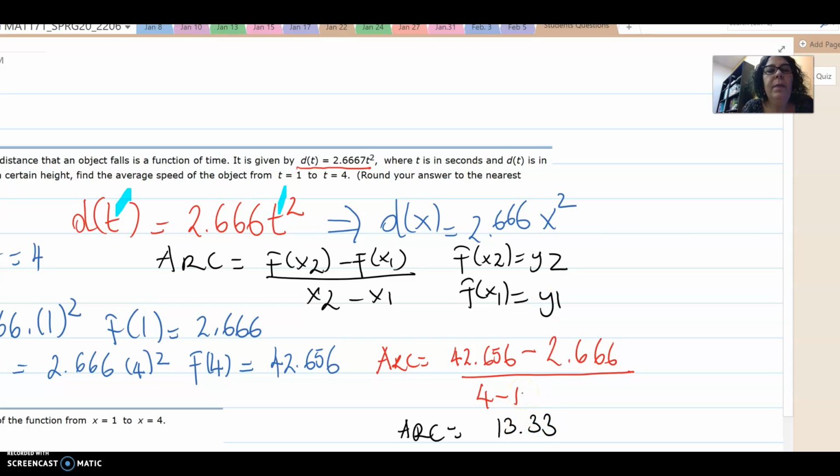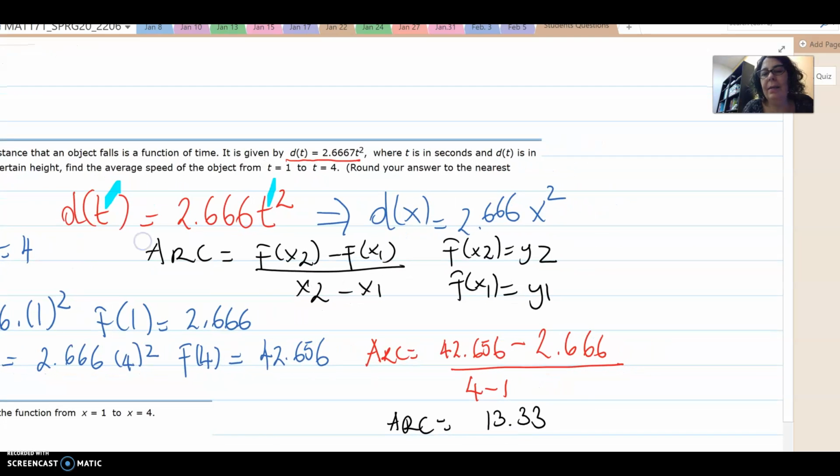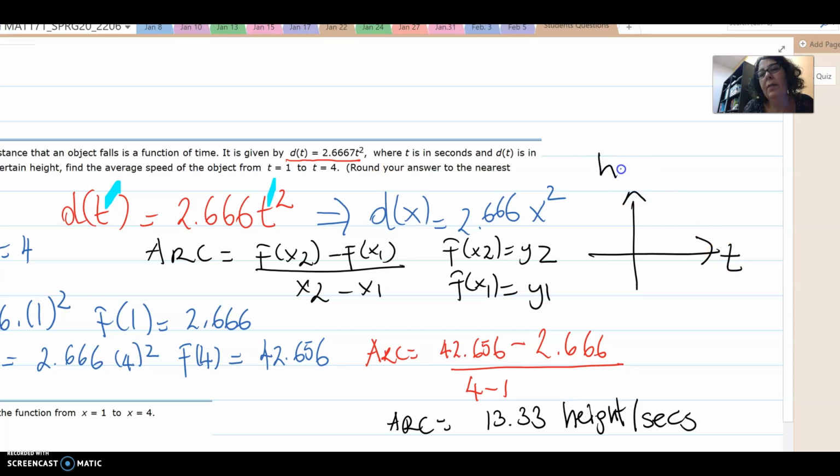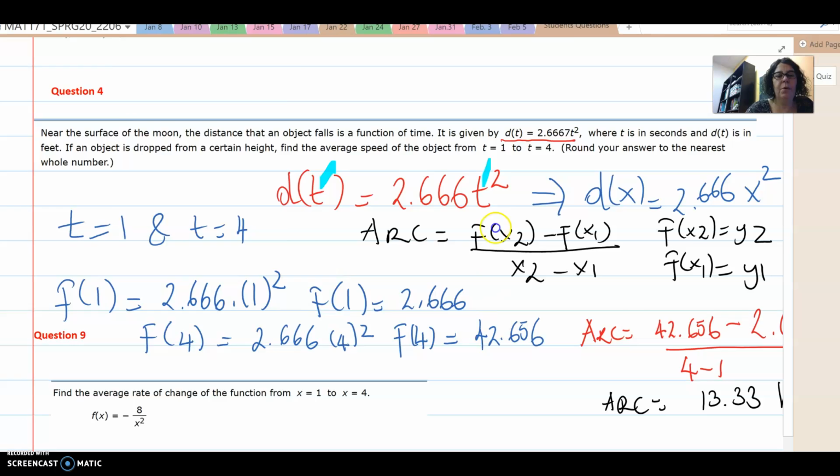And the unit will be, that's important, where t is in seconds, height per second. Why? Because this is t and this was height, and t was in seconds. All right, so this is 4.